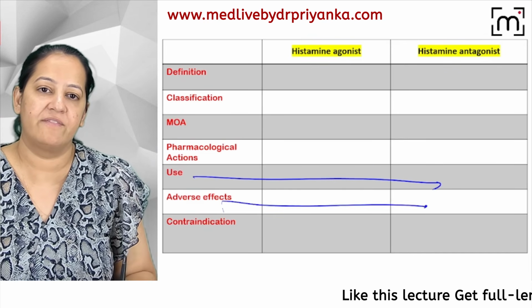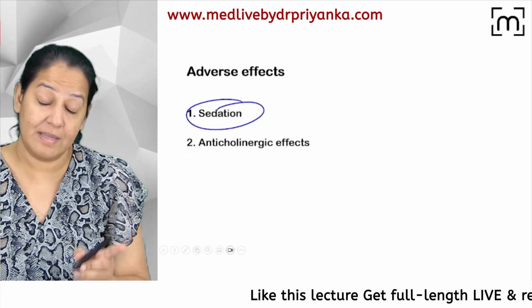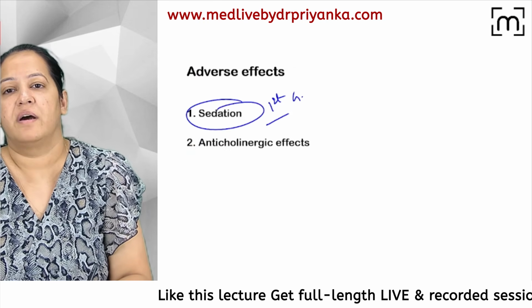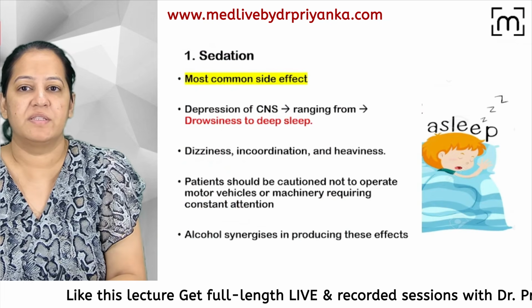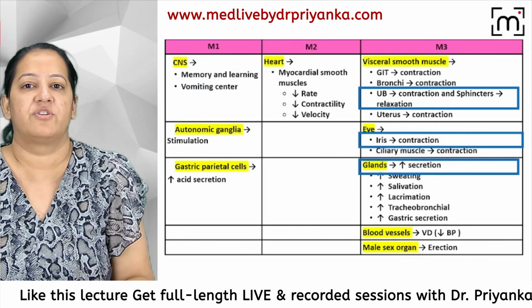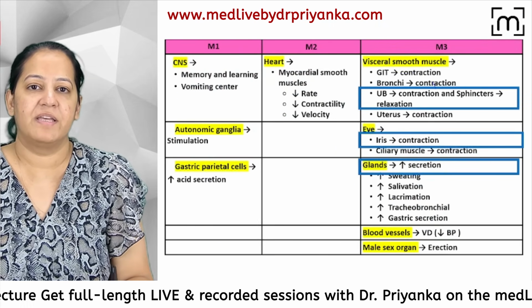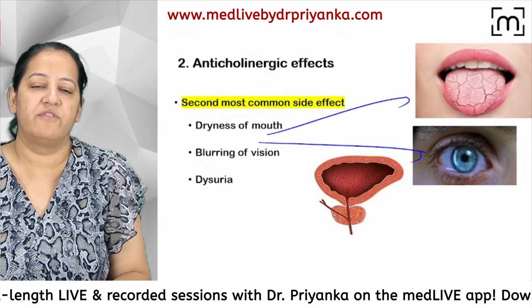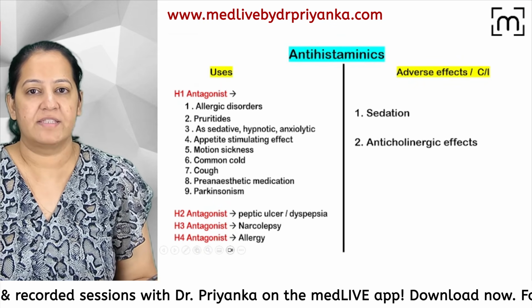Now the last thing is adverse effects. Only 2 adverse effects. Sedation is the most common adverse effect of first generation antihistaminics, because they can cross the BBB. The second side effect is based on anticholinergic properties: dry mouth, blurring of vision, urinary retention. So this is the summary of antihistaminics.